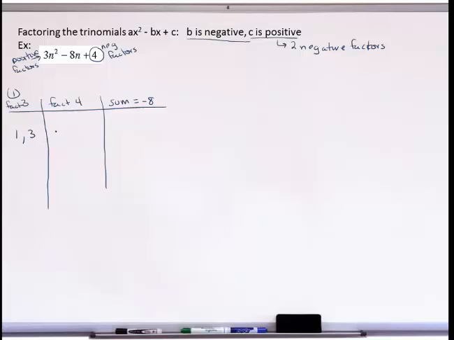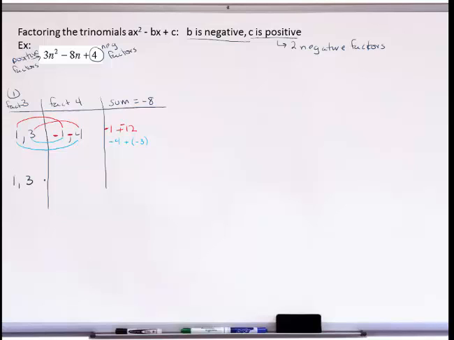3 can be 1 and 3, and I'll try 1 and 4 for 4. 1 times 1 is 1, 3 times 4 is 12. This is not negative 8. Oh, sorry, these should be negative. What was I thinking? Still not negative 8. And then I have 1 times negative 4 and 3 times negative 1, so that gives me negative 4 plus negative 3, also not negative 8. So I'm going to have to try my other factors.